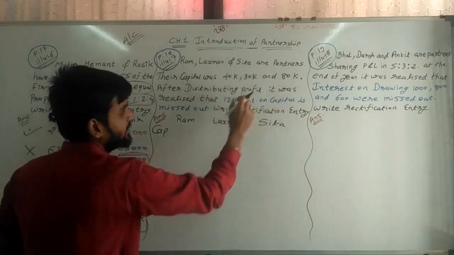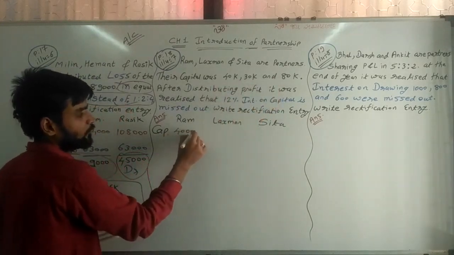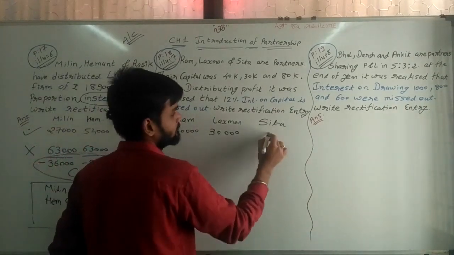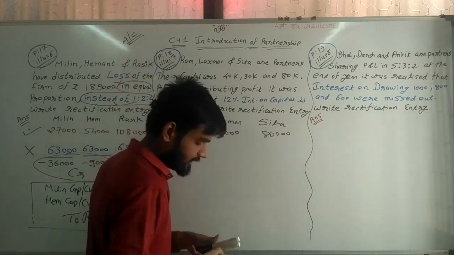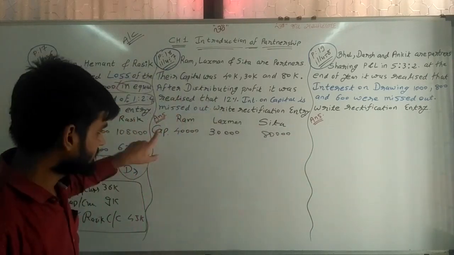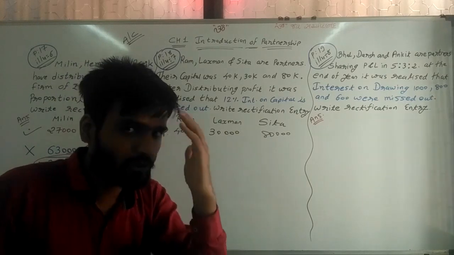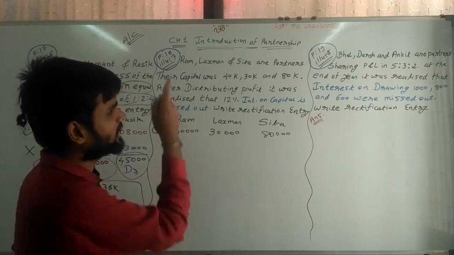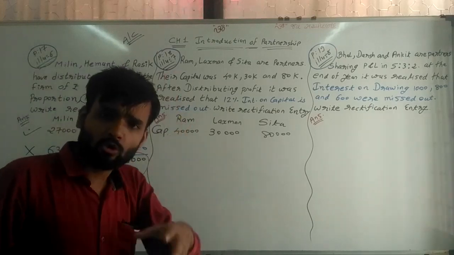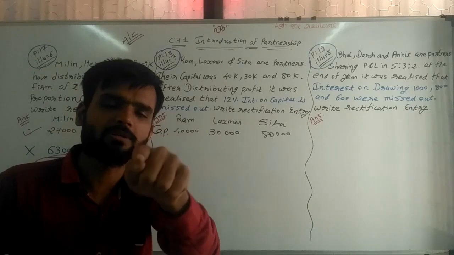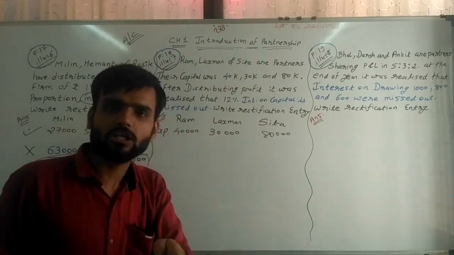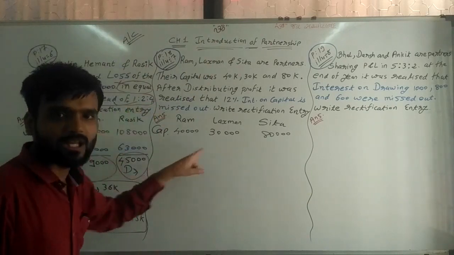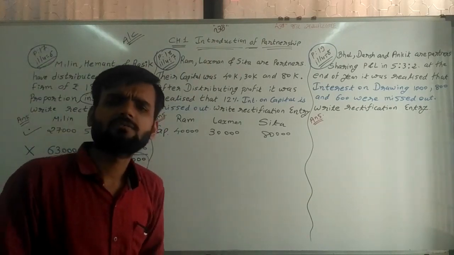Their capital is 40,000, 30,000 and 80,000. So write down 40,000 capital, 30,000 capital, 80,000 capital. This is the capital, not an interest. Try to understand what is given to you. You are making many mistakes if you are not understanding the question. Even though you know all the rules, you make mistakes in calculation only because you are not understanding the question. Here, what is given? Capital is given. Interest on capital is not given.